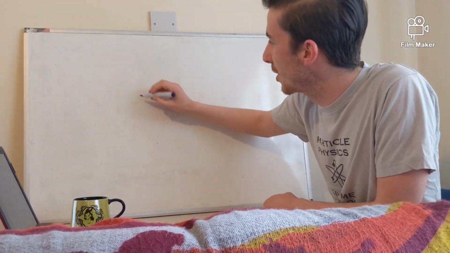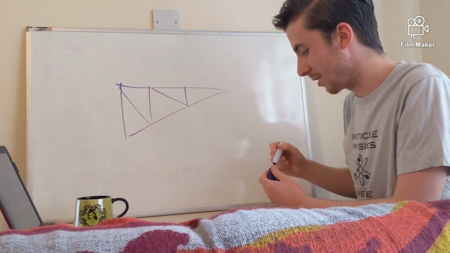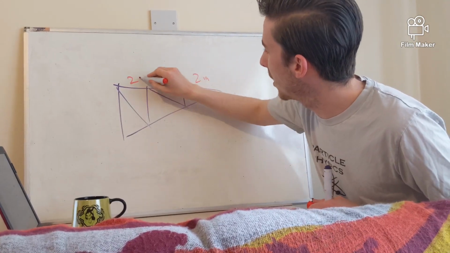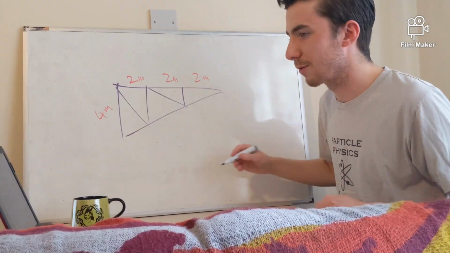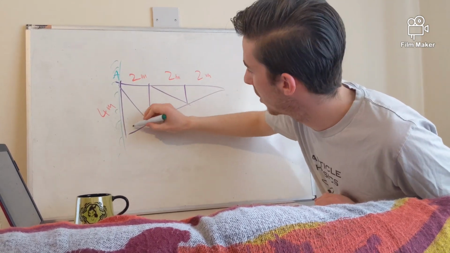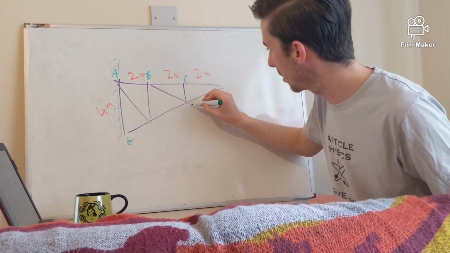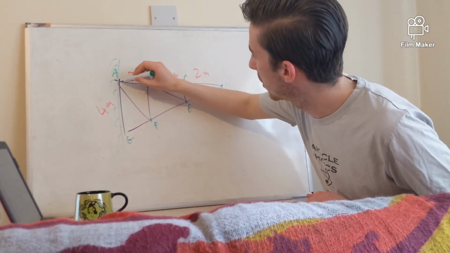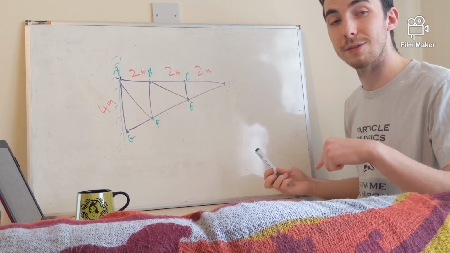Right, so the question I've got is this really sexy triangle with these supporting beams, and we know that everything is 2 meters and 4 meters. So I'm going to go through and label all my things. That's joined at the wall. That's called G, B, C, D, E, and F.